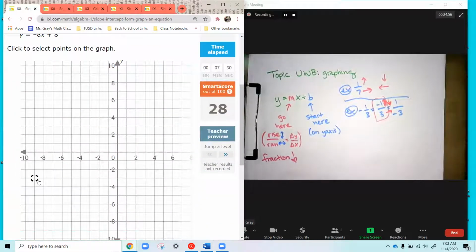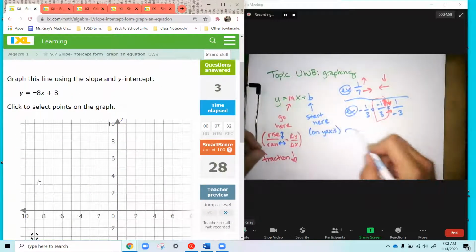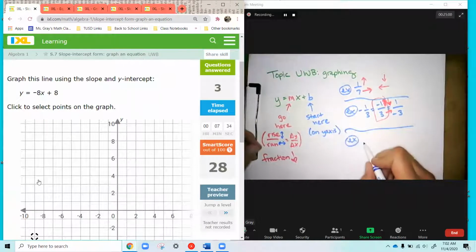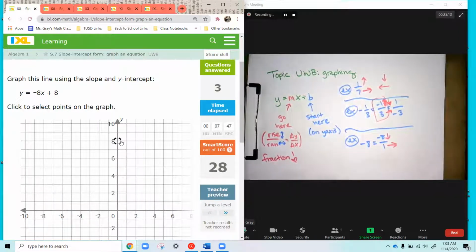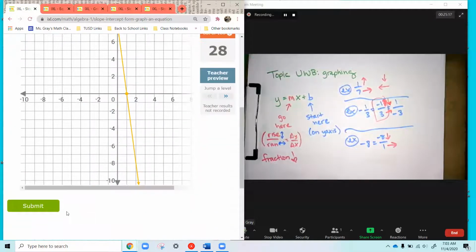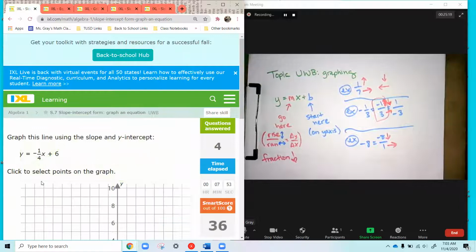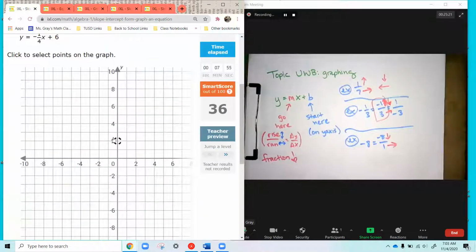All right, next. What if it's not a fraction? Then make it a fraction. And like I said, I would just take the negative sign up to the top. So this means go down 8 over 1. So I'm going to start at +8. I'm going to go down 8 and then over 1. All right, this one I'm going to start at +6. And it's negative, so I go down 1 over 4.